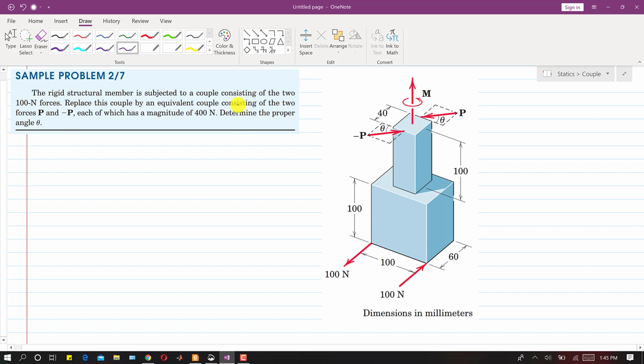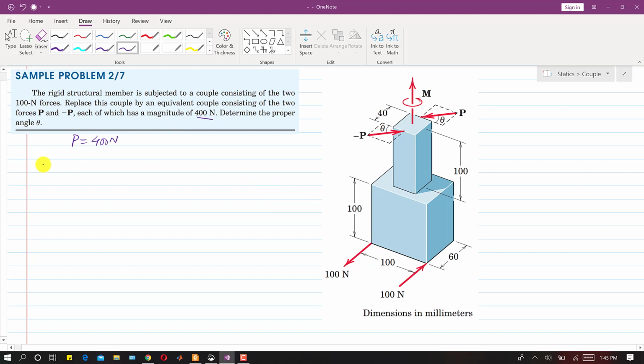So determine the proper angle theta. And the magnitude of P is also given, each of which has a magnitude of 400 Newton. So each P is 400 Newton, right? And this couple is given, right?